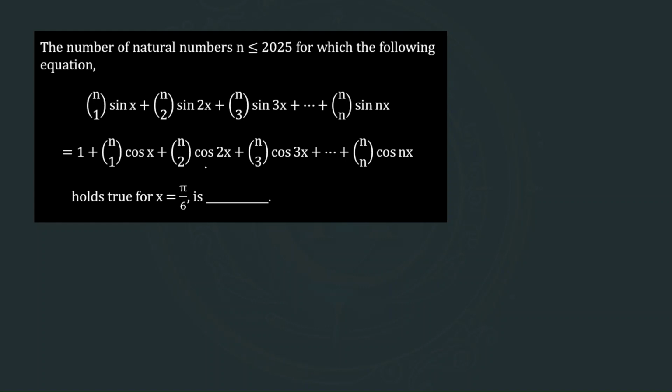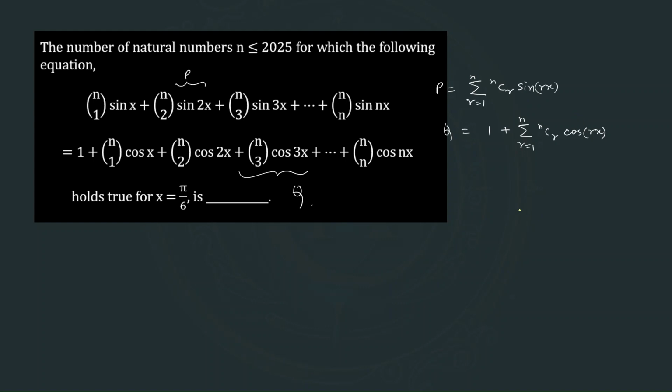So let us call this left hand series P and the right hand series Q. So P is this series, summation nCr sin rx, and Q is this series, 1 plus summation r equal to 1 to n nCr cos of rx. Now, the idea that should strike our mind whenever we see this type of question is that this cos and sine will correspond to the real and imaginary part of a complex number.